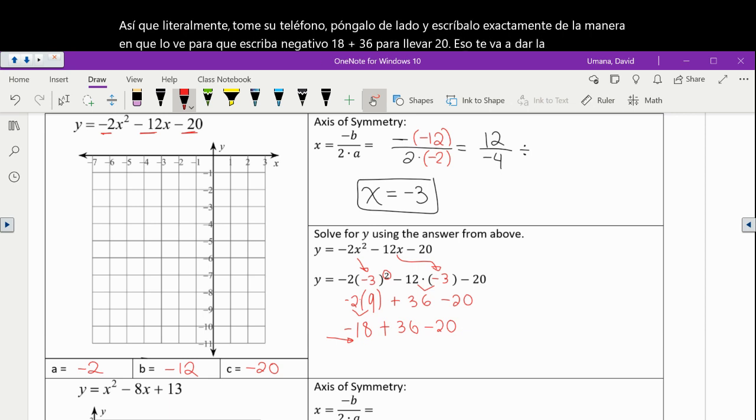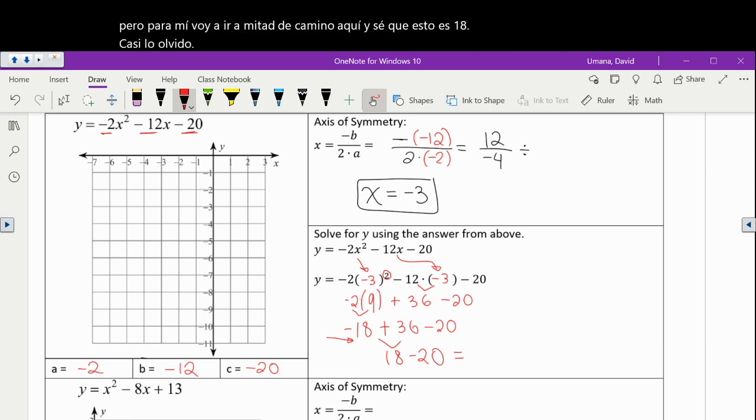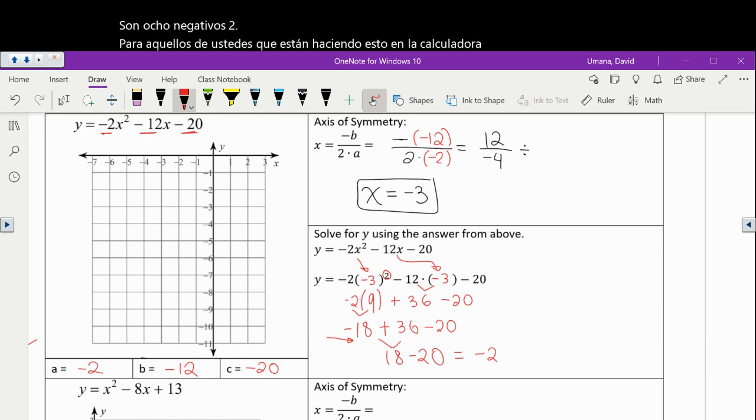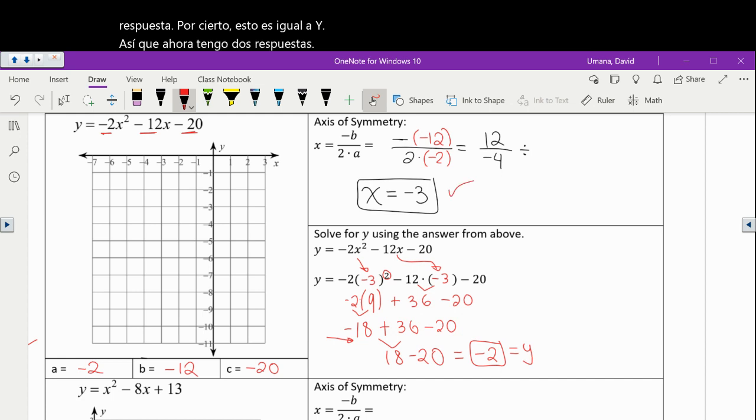But for me, I'm going to go halfway here, and I know this makes 18. I almost forgot that. And then 18 take away 20, it's a -2. For those of you who are doing this on the calculator, you would have typed all three numbers. The calculator will let you do that. And you would have automatically ended up with this answer. By the way, this is equals to y. So now I have two answers. I have x is -3, and I have y is -2.